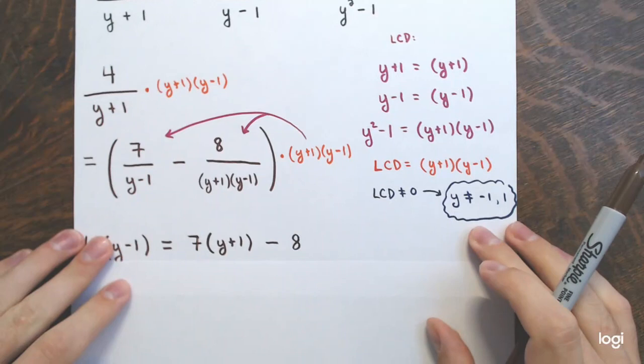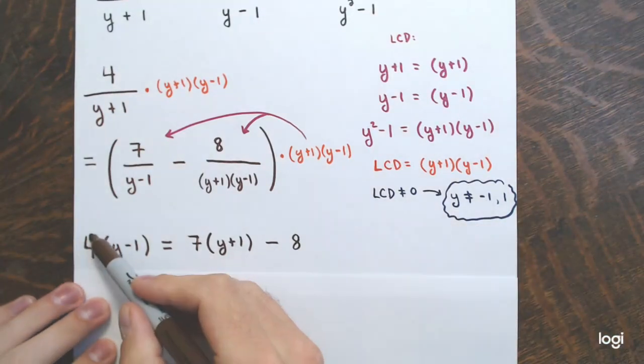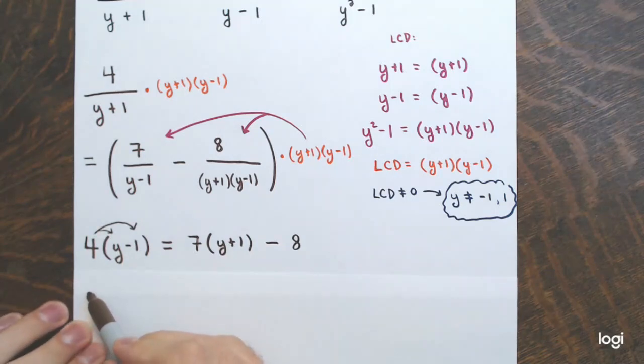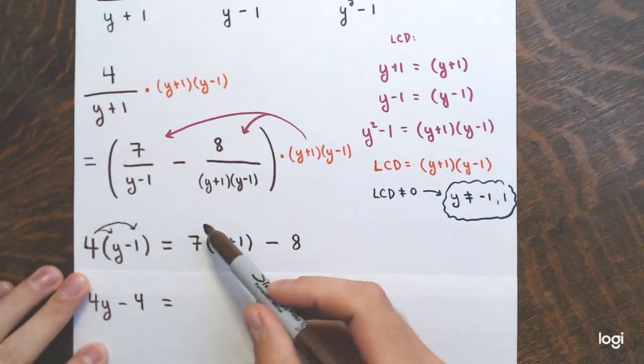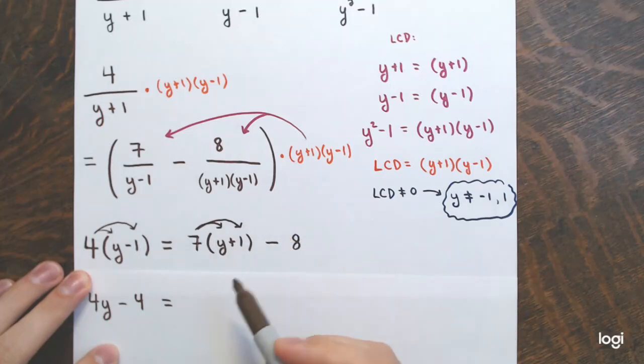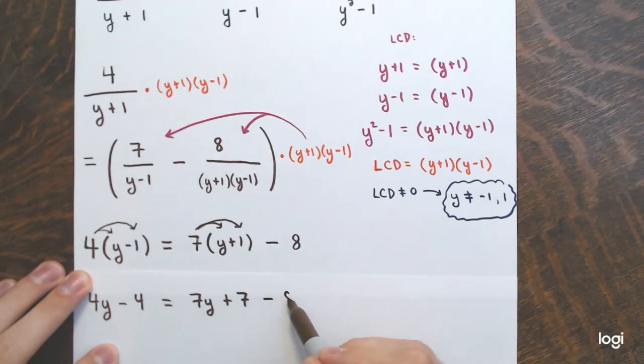So first I simplify everything, right? Get rid of the parentheses. We're distributing the 4 over the y minus 1 on the left side. So it'll be 4 times y, and then minus 4, equals. Then distributing the 7 over the y plus 1 on the other side, 7 times y plus 7. And then you've got the minus 8 still.